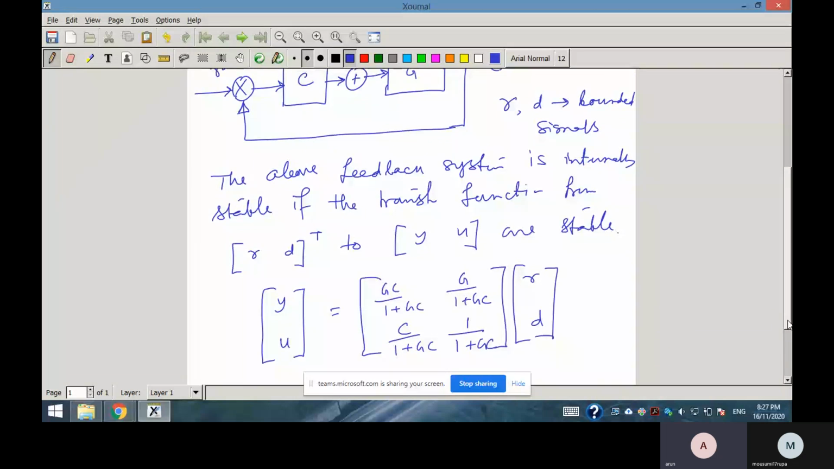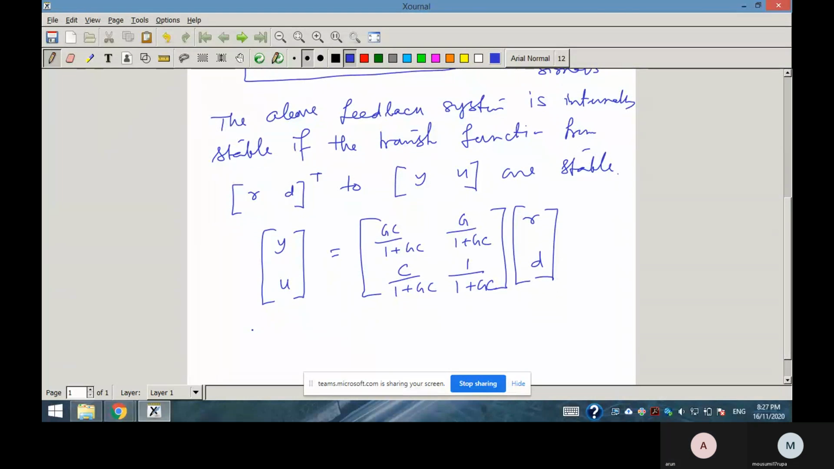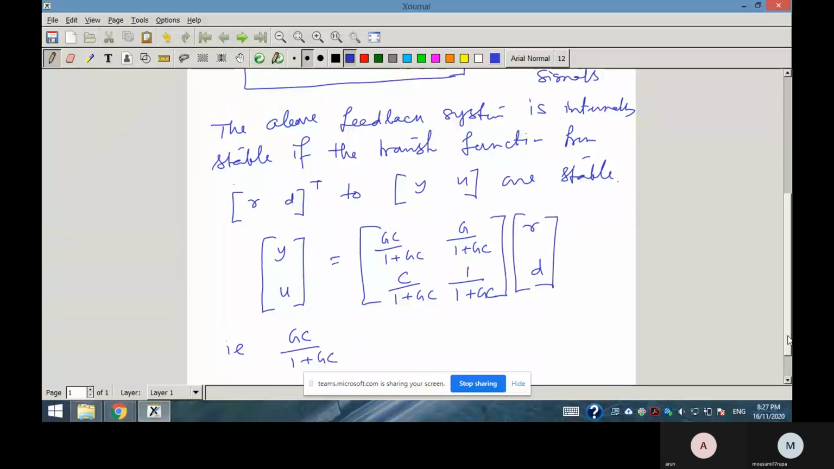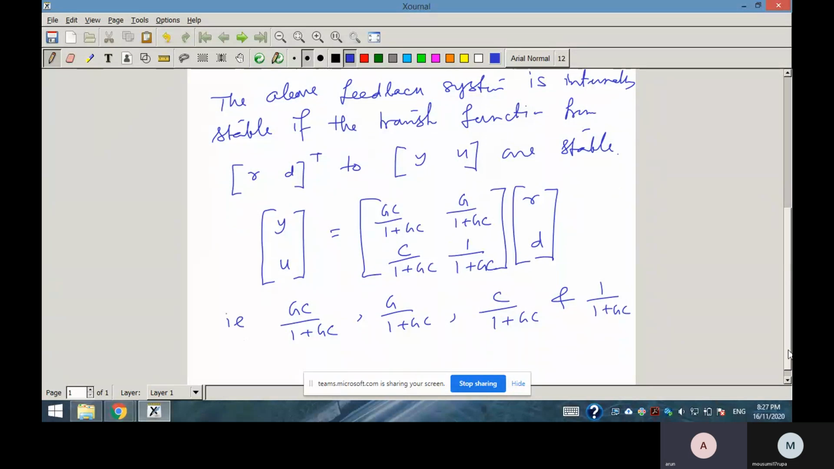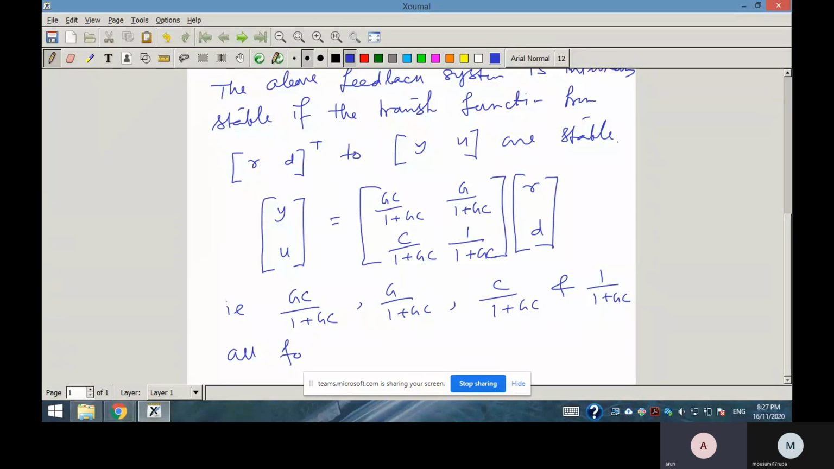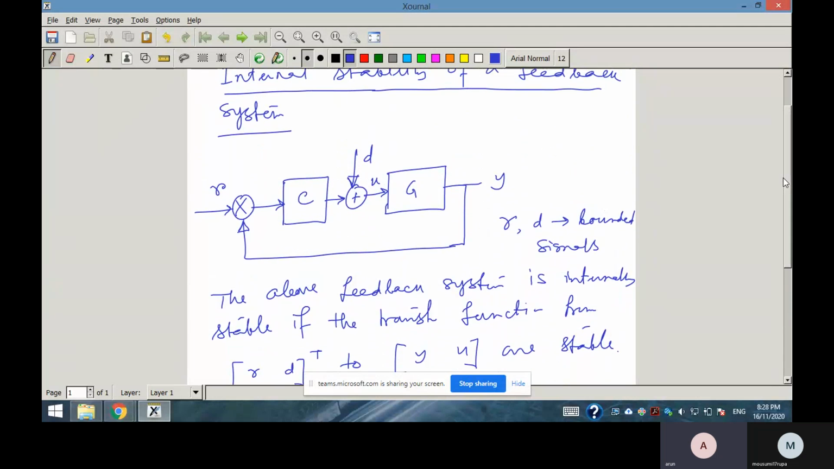All four transfer functions, GC by 1 plus GC, G by 1 plus GC, C by 1 plus GC, and 1 by 1 plus GC, are stable. So this is a very important result in feedback control systems.